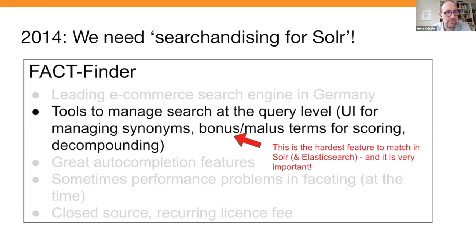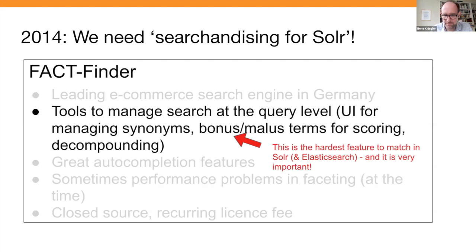At that time, the feature of the commercial search engines that was hard to replace using open source technologies was something that allowed us to manage search at the query level. So have a UI where you would say, if that's the query, demote this document, promote that document that matches a certain criterion, further to the top, further to the bottom. Also deal with synonyms in a better way, especially for multi-term synonyms. In parts, Solr and Elasticsearch do have solutions for this, but in other parts, especially for the bonus and malus terms, not.